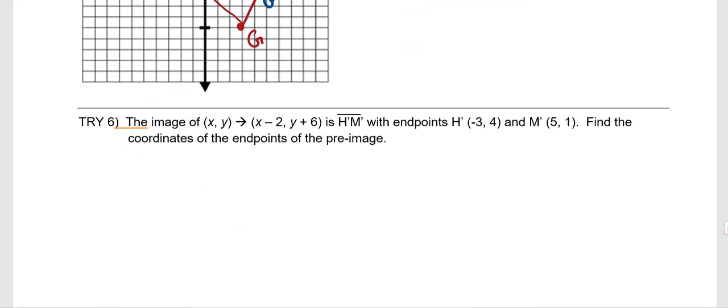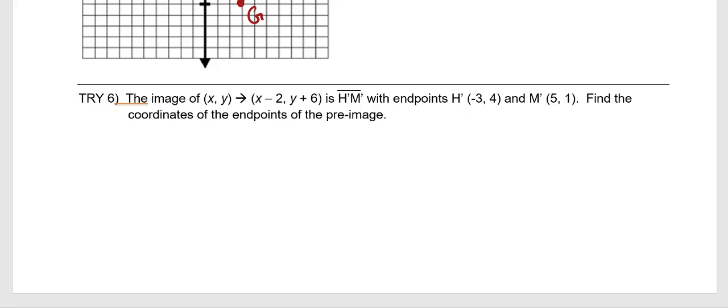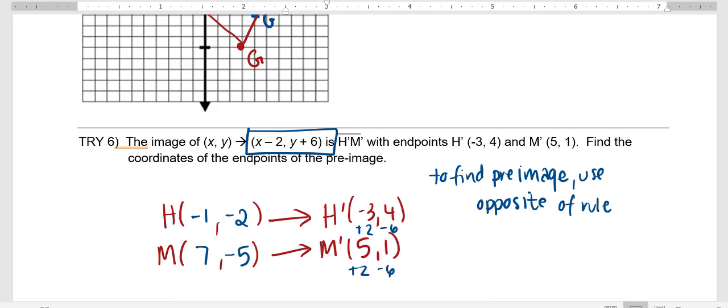All right, and go ahead and try 6. We're given the image and we're asked to find the pre-image vertices. And then for that last one, that try 6, we are finding the pre-image. So we want to use the opposite of that rule. So instead of x minus 2, y plus 6, because we're working backwards, we're going to add 2, and we're going to subtract 6 to find those initial values.